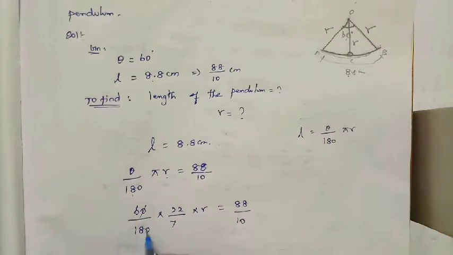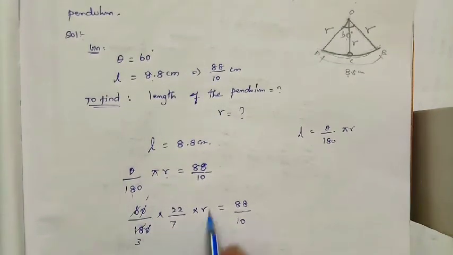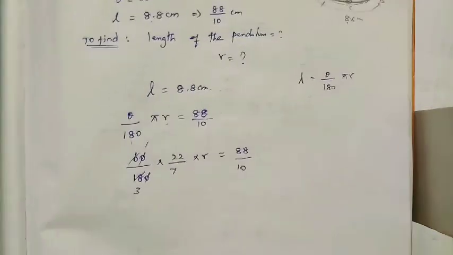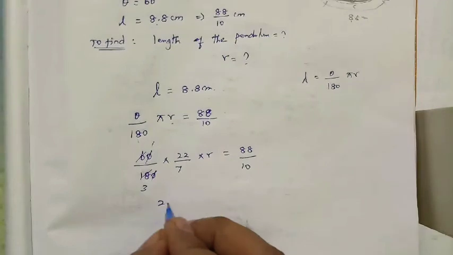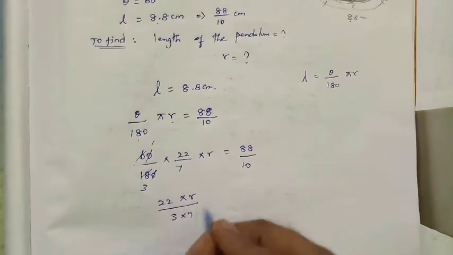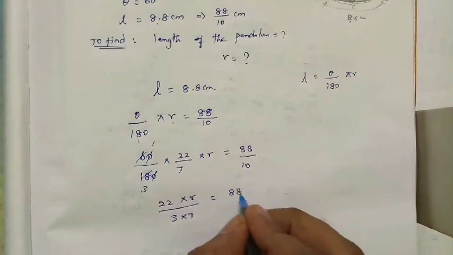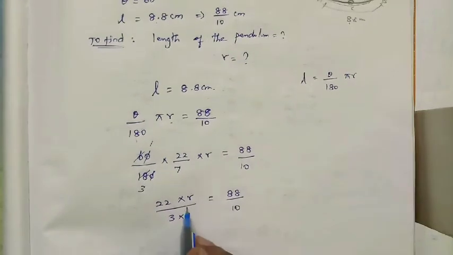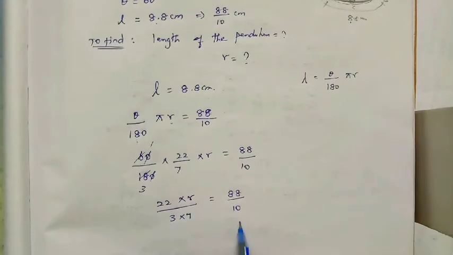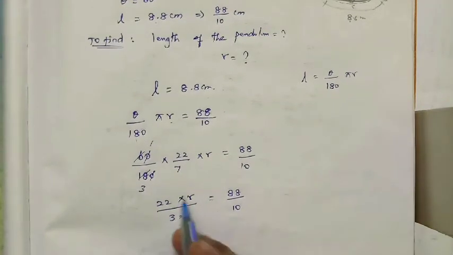Simplify. The 0 will get cancelled. In the 6 table, 1 times, 3 times. Is there anything else possible to simplify? Nothing, so you can write the remaining things as they are. It's 22 into r divided by 3 into 7 is equal to 88 divided by 10. Keep r alone on the LHS and take the remaining all to the RHS. Multiply will become divide, divide will become multiply; numerator goes to the denominator, denominator goes to the numerator.